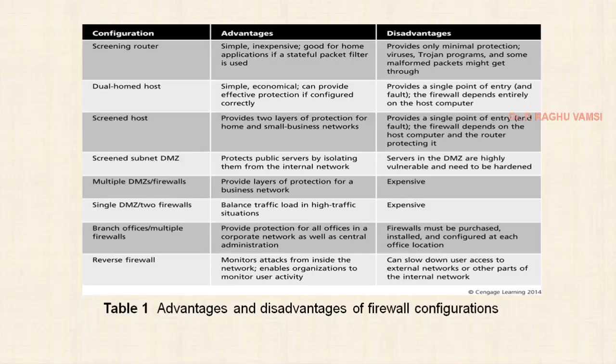Screened subnet DMZ. This is a little more complex compared to the previous one. It protects public services or public servers by isolating them from the internal network. In the previous case, there is no isolation of the internal network and DMZ. But here, in the screened subnet DMZ, the isolation of the internal network and the isolation of the public servers from the internet has happened. Servers in the DMZ are highly vulnerable and need to be hardened.